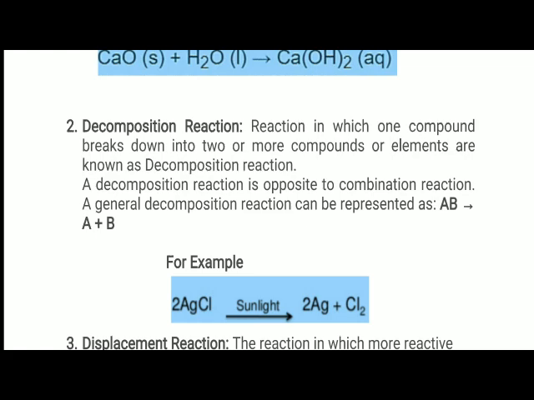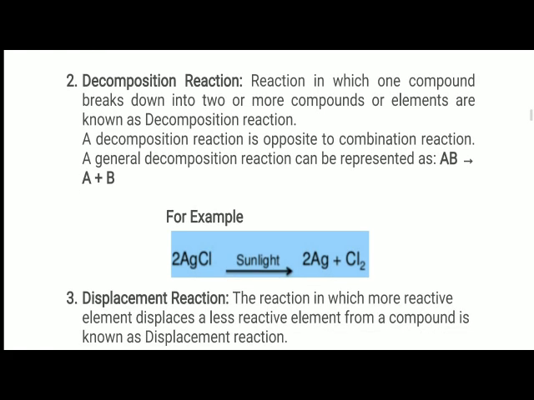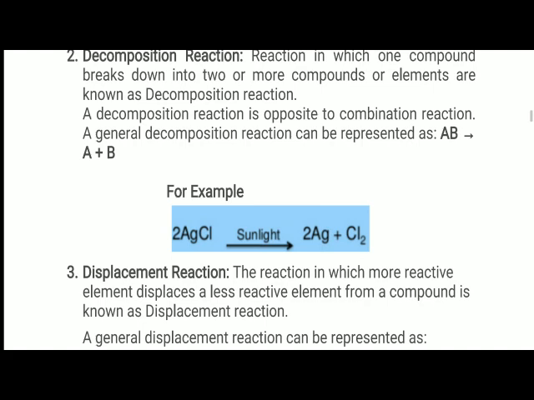So we have seen its general formula. Now we are going to see the example. One of the examples given here is 2 AgCl in presence of sunlight. On the arrow it's written sunlight. It means that in presence of sunlight it will give 2 atoms of Ag, Ag means silver, plus 2 atoms of chlorine, Cl. Here also you can check that this equation is a balanced one.